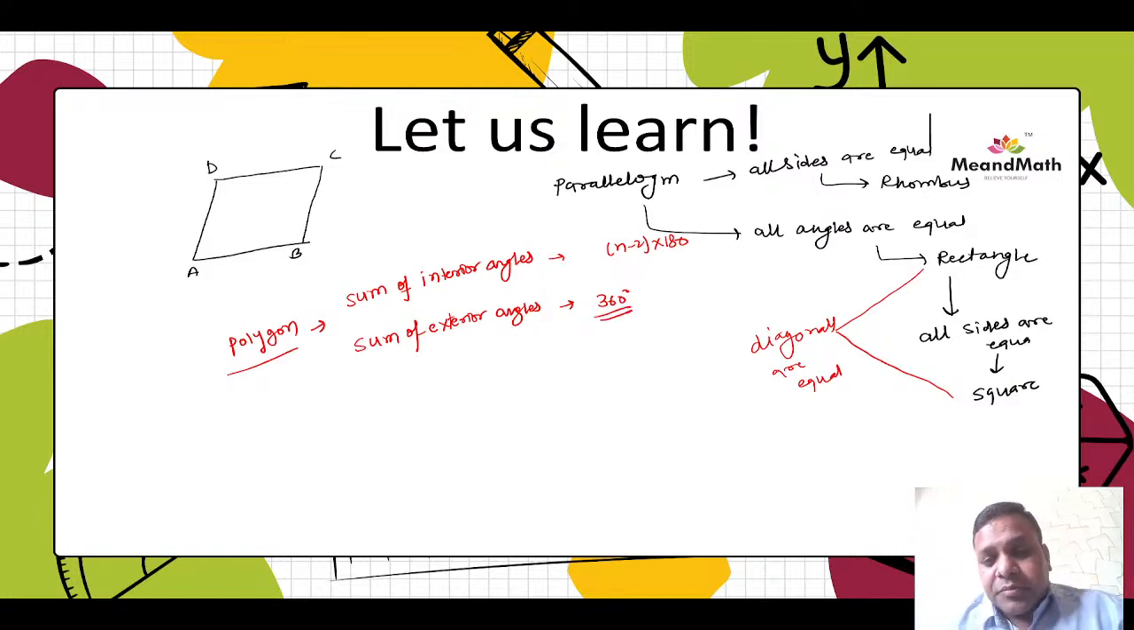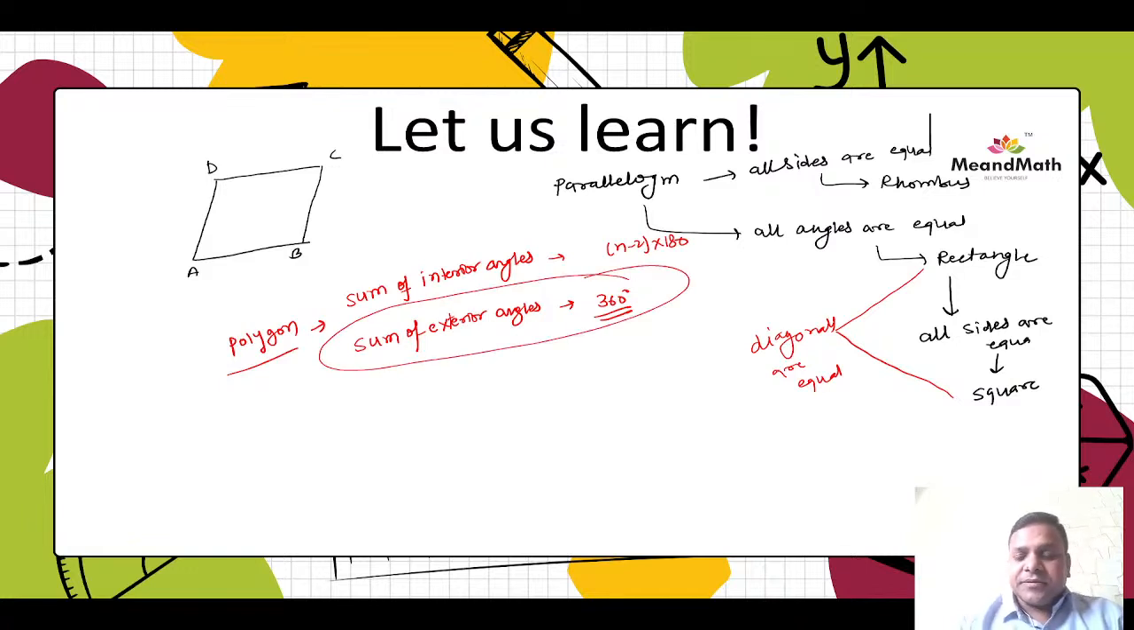This is a very interesting part. Any type of quadrilateral, any type of triangle, any type of pentagon, any type of hexagon, means we are talking about a polygon. Sum of exterior angles in any polygon is always 360 degrees. Interior angle का sum vary करेगा depending on the number of sides, but sum of exterior angles doesn't vary with the number of sides, right? So that's a very interesting part.